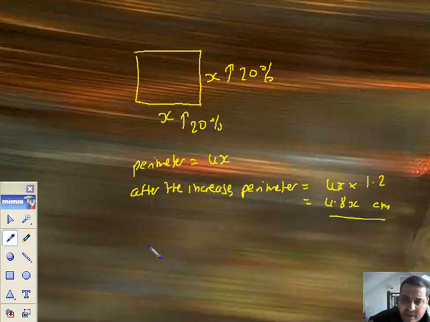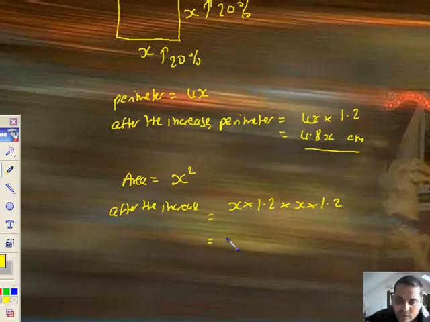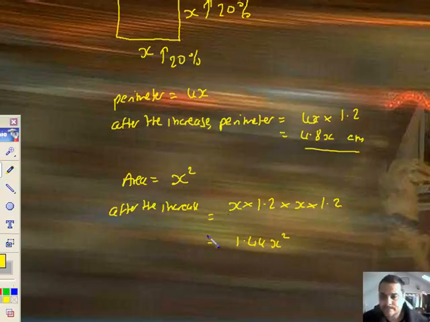And what about the area? So the area is going to be x squared. Now after the increase, I'm going to take my x and multiply that by 1.2, and then I'm going to take my x and multiply that by 1.2. So what have I got here? I have got an answer of 1.2 squared, which is going to be 1.44. So it's 1.44 x squared, and that is my increase.